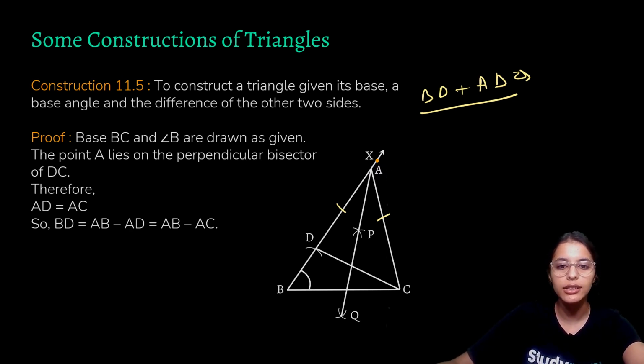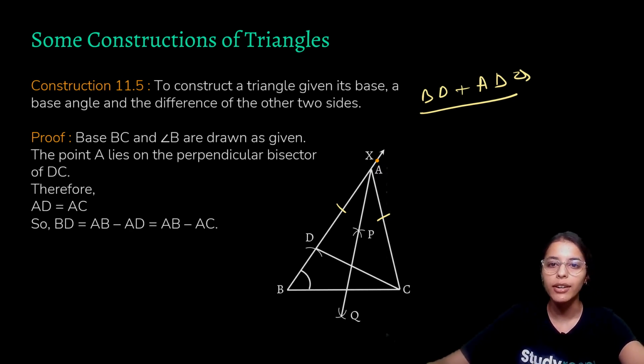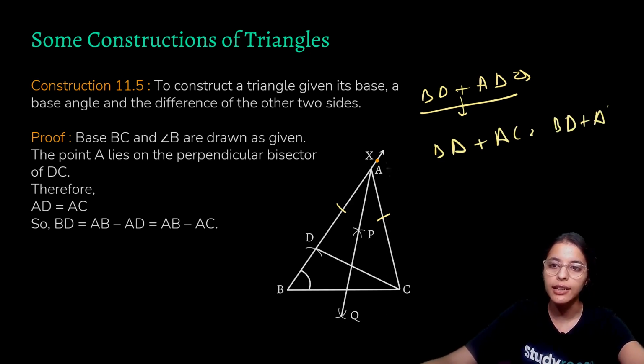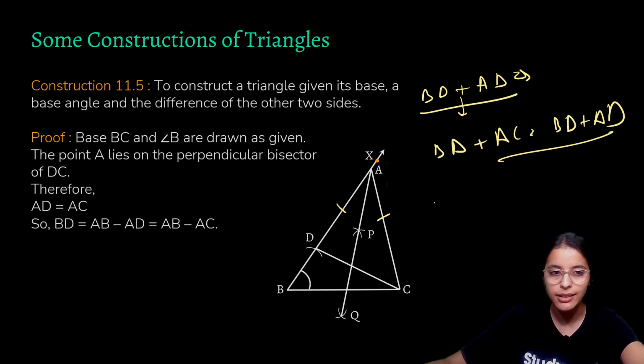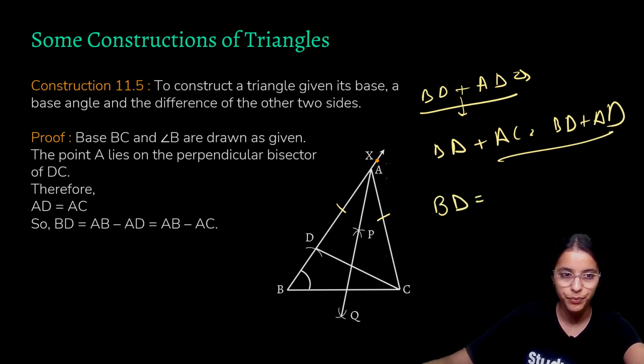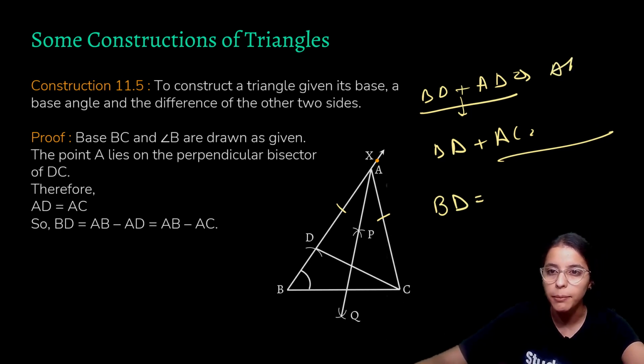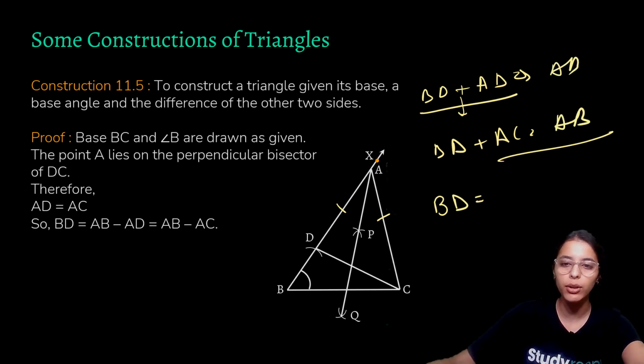So since DA and AC are equal, we can just replace them over here. BD plus AC would be equal to BD plus DA, as it has been mentioned over here, and hence we can also write BD as equal to, we can just cut it to be BD. I'll just put it in BD over here.